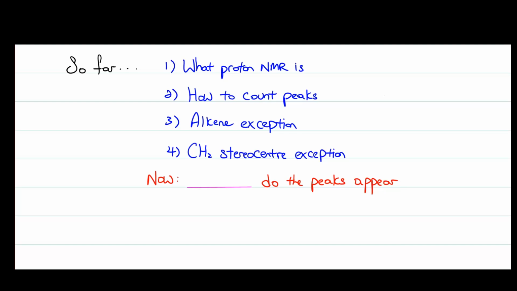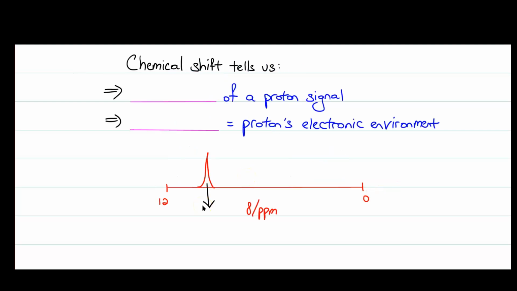So far in this proton NMR series, we have already covered the basics of proton NMR, how to count equivalent and non-equivalent proton environments, and two important exceptions involving alkene hydrogens and CH2 hydrogens next to a stereocentre. So the natural next step is this. Once I know how many signals there are, how do I predict where each signal appears on the spectrum? Chemical shift is simply the horizontal position of a signal on the proton NMR spectrum, but that position is not random.